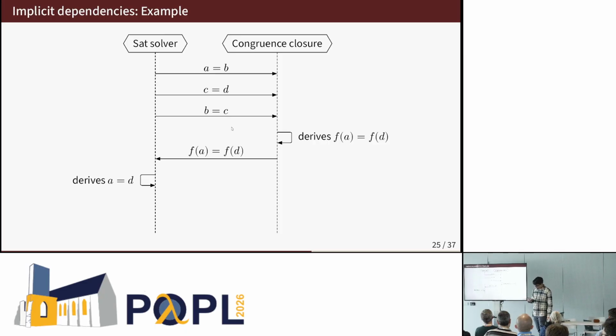So it's going to derive that, and it's going to send that to the congruence closure engine because it is an equality. And at this point, we're going to add that as a redundant edge, right? Because we didn't have this equality before, but we already knew that these two terms are equal.